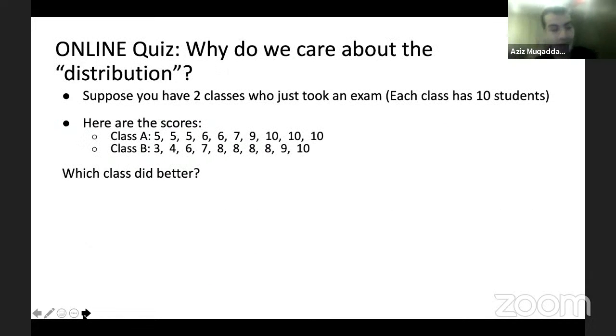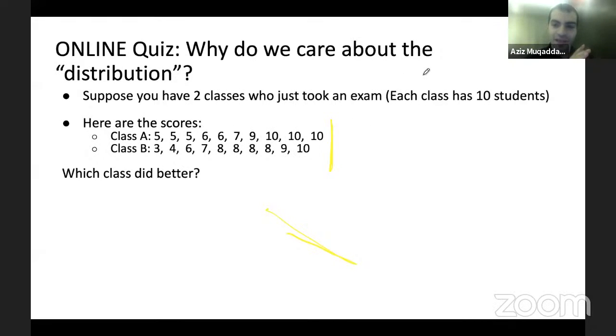So suppose you have 2 classes, right, or 2 groups of students that just took an exam. The exam is out of 10, so the maximum score is 10. And so here are the scores. Oops, sorry. Right here. So class A, this is what the students got: 5, 5, 5, 6, 6, 7, 9, 10, 10. Class B: 3, 4, 6, 7, 8, 8, 9, 10.